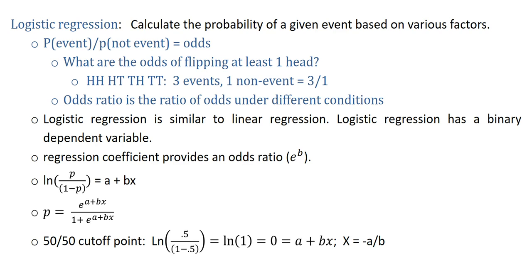Another really handy feature is to determine the 50-50 cutoff point. In other words, where's the point at which it's 50% likely to be above this criterion and half below? Well, that's a logit where the probability is 0.5. So 0.5 over 1 minus 0.5 is 1, and the log of 1 is 0. So you solve 0 equals a plus bx for x, and that gives x equals minus a over b.